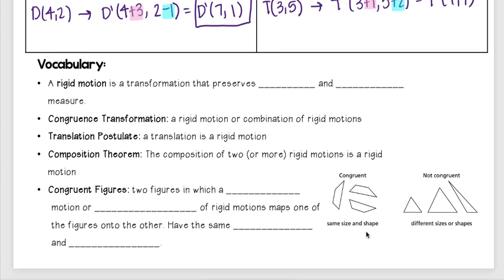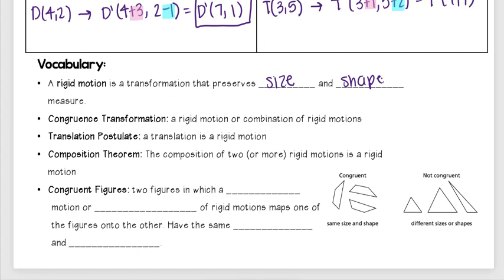Okay, so that brings us into some vocabulary. So all of these translations are a rigid motion, and a rigid motion just means it's a transformation that preserves size and shape. And so we saw that with the Mona Lisa. When I translated it, it stuck the same size and it also stuck with the same shape. It was the same exact thing. And so a congruence transformation is just a rigid motion or a combination of rigid motions. We call those congruence transformations.